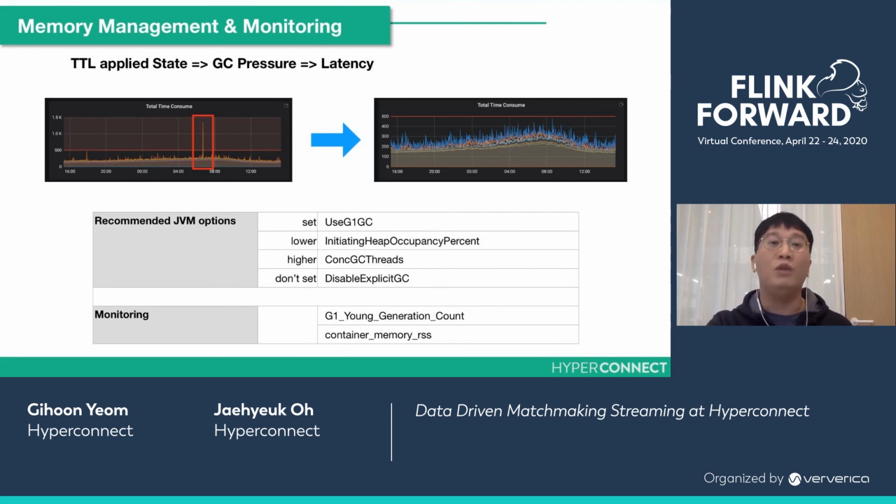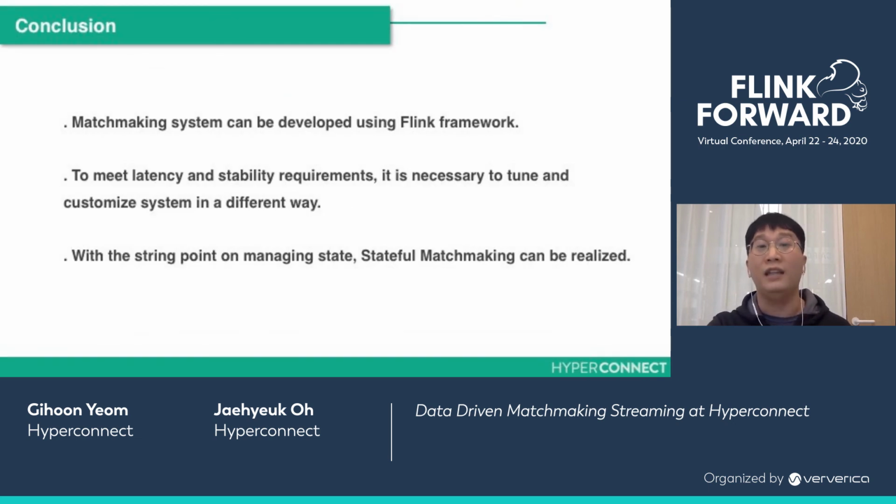Until now, we've explained why we chose Flink to migrate our matchmaking server and how we can achieve stability and expandability with the framework. So we can realize stateful matchmaking based on this new matchmaking system. With this achievement, we could adopt multiple models to deliver a better quality of experience for our users.